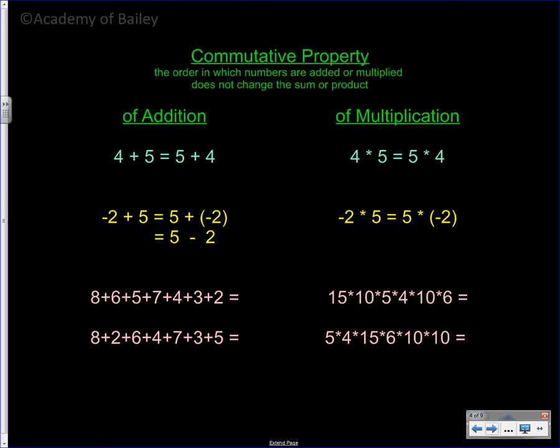This is the commutative property. The commutative property: the order in which numbers are added or multiplied does not change the sum or the product. And you remember from the last lesson we did, sum means add and product means multiply. The commutative property only works for addition and multiplication. It does not work for subtraction and division. It's kind of helpful. I mean, 4 plus 5 is 9, and 5 plus 4 is also 9. That's kind of simple and that makes sense.